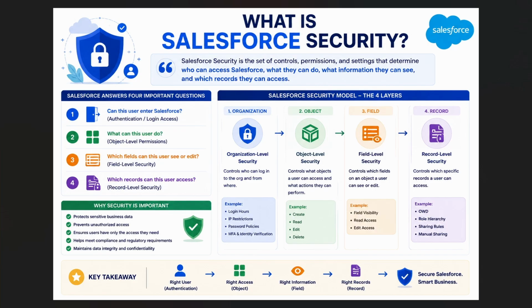For example, imagine we have three types of users in our company: sales user, sales manager, and HR user. Should all three users have access to the same data? Obviously not. A sales user might need access to leads, accounts, contacts, opportunities, but they probably should not have access to sensitive HR information like employee salary, bank account, and performance rating. And even within the sales team, two users may not necessarily be allowed to see the same records.